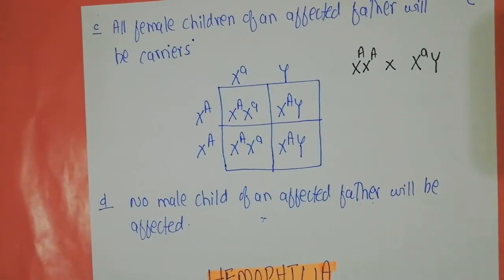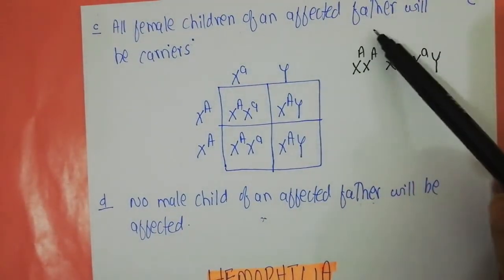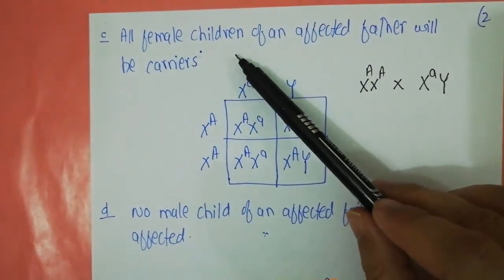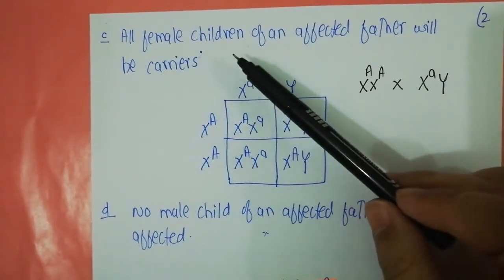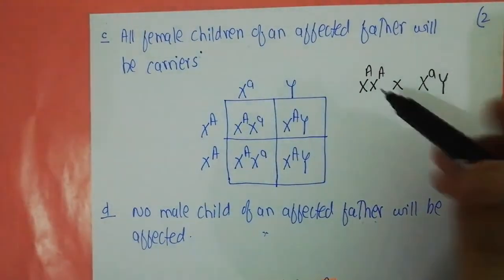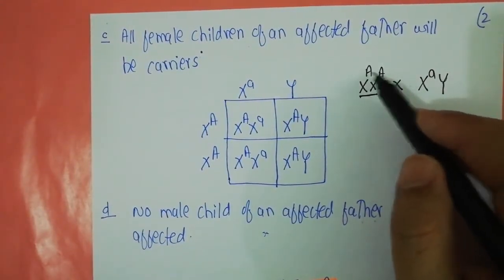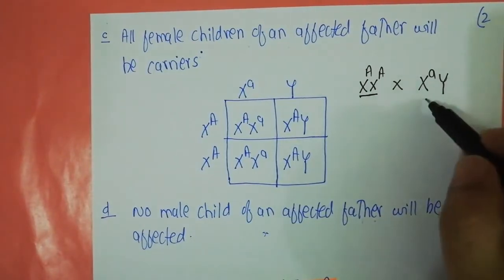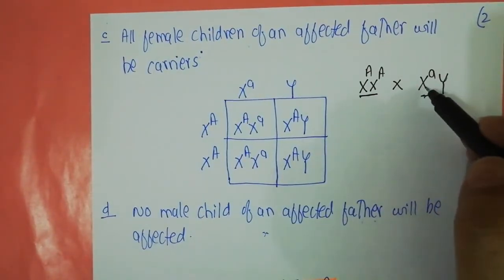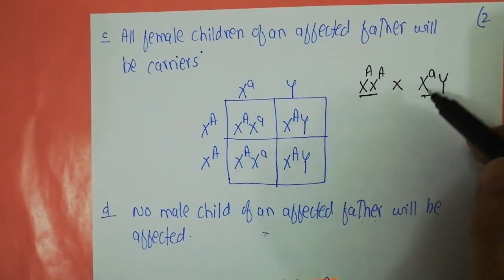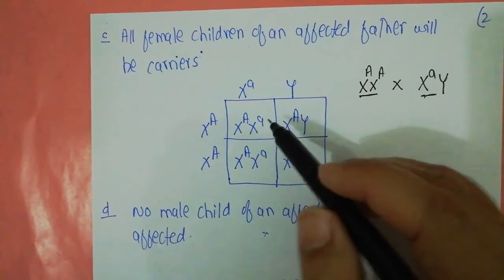All female children of an affected father will be carriers. If you talk about the females of an affected father, all of the females will be carriers. For example, you have a normal mother who has both normal copies of the allele, and you have an affected father. The father has a single X chromosome, and the allele present on it is the mutant allele. So when you talk about the female children of this affected father, all of the female offspring will be carriers.